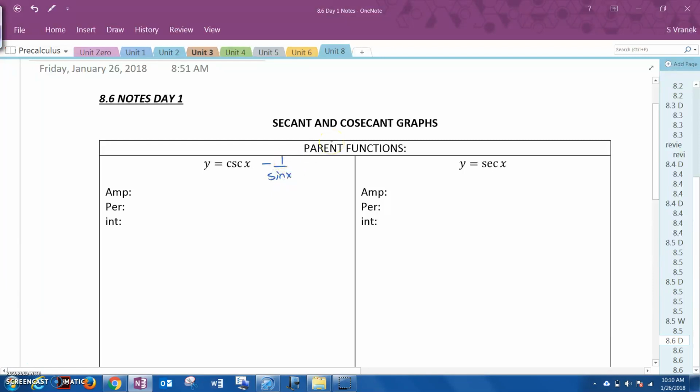Well, the good news is everything is the same as it was with sine. The parent function, the amplitude is still 1, it's the number in front. The period is still 2 pi for a cosecant curve, which means the interval is pi over 2. So what you have to do is graph sine first, but graph it with a dashed line, because we're not actually graphing sine. Okay? So that's the first thing we're going to do.